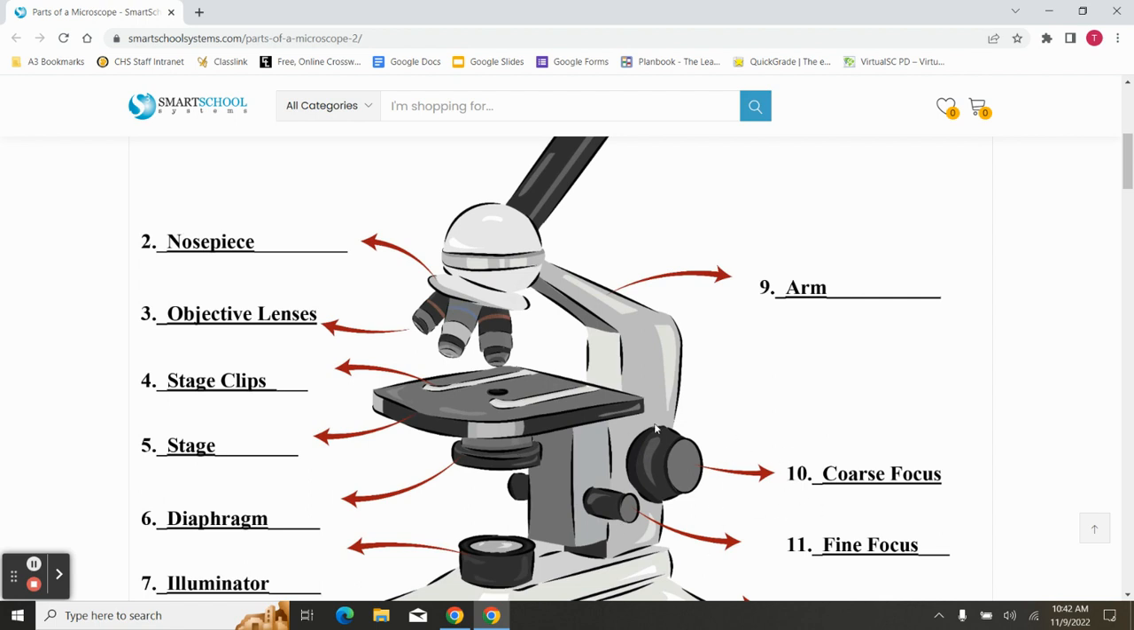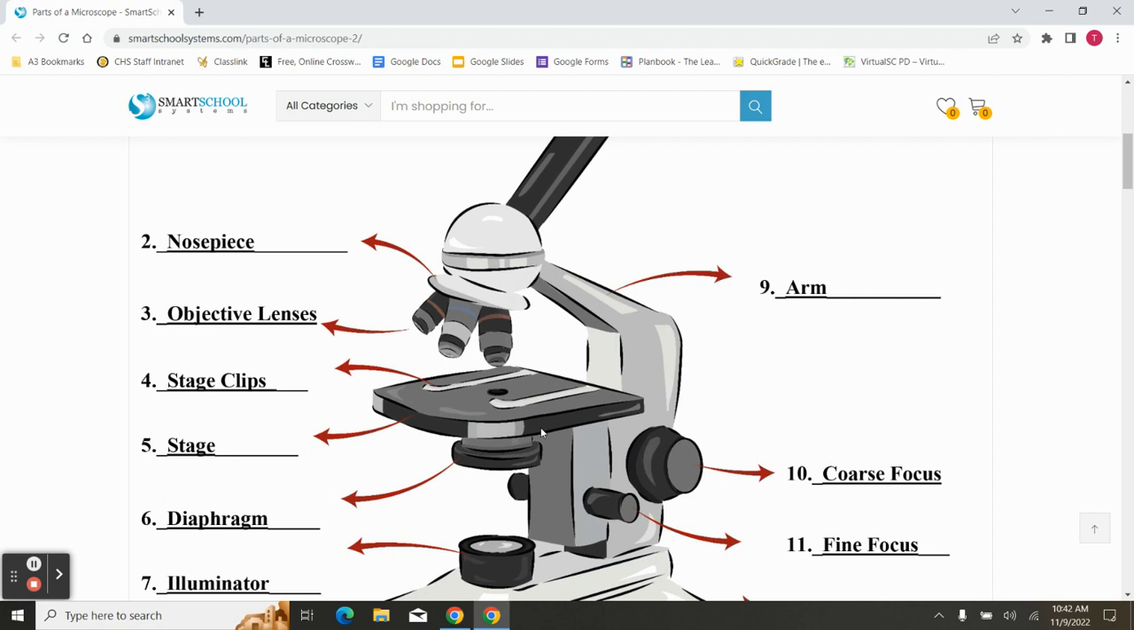Over on the other side, we have a coarse focus or coarse adjustment knob, number 10. It's the big one, and it moves the stage up and down in big ways. When you turn this, the stage will move up and down a lot. Right below it is a smaller knob. That is the fine focus or fine adjustment knob. When you turn this one, the stage moves up and down much, much slower.